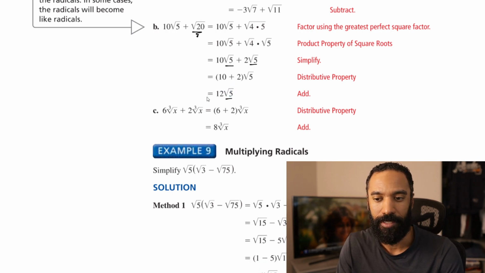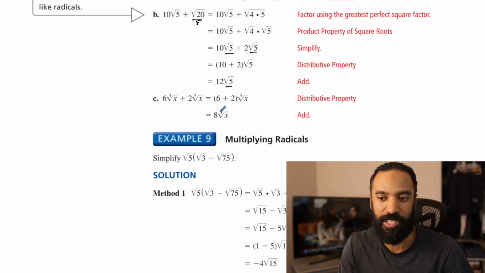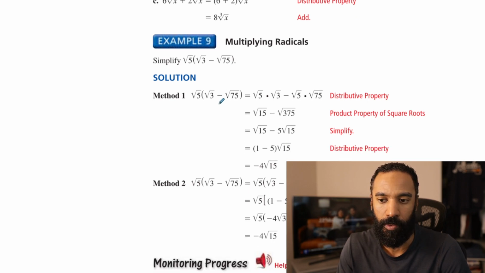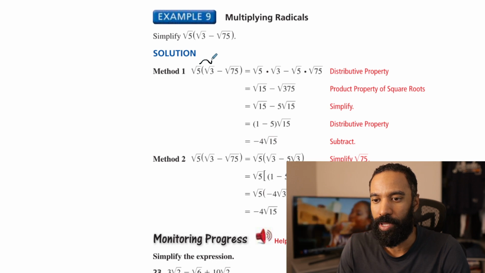They do combine. Same thing here works for cube roots. 6 times cube root of x plus 2 times cube root of x is 8 times cube root of x. I'm sure they could have worked more fanciful than that, and I'm sure they will in our problems here. Multiplying radicals. Multiplying works as they did before. We can distribute.